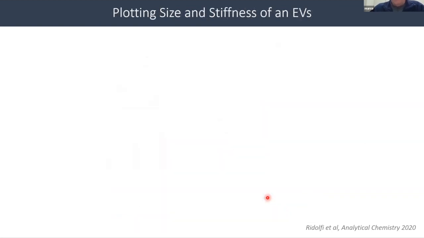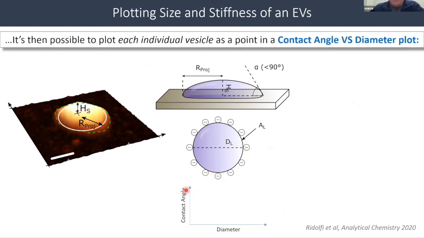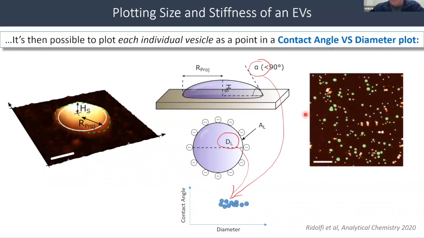So when you move to EVs, you get for each individual vesicle these two parameters that you use to calculate both the contact angle and the diameter in solution. You can plot them in the same scatter plot by putting the sizes on the horizontal axis and the contact angle on the vertical axis. And what's best, you can, of course, do it for every putative EV you get in your image and reconstruct a whole cluster of points, each one of which corresponds to one of your vesicles here.